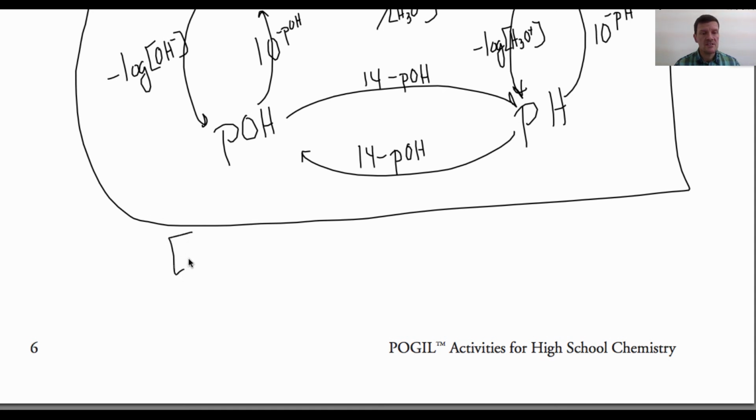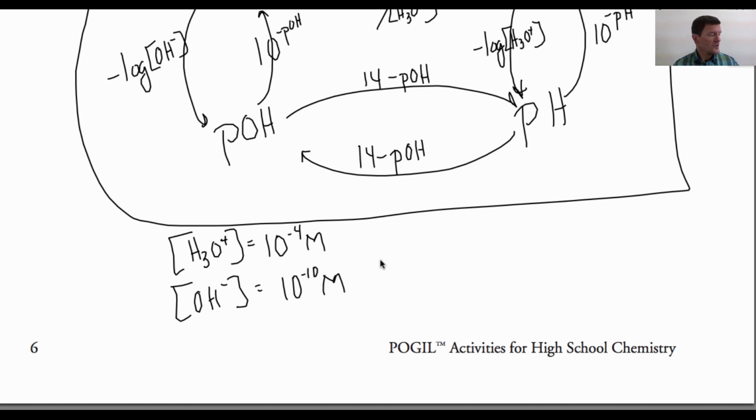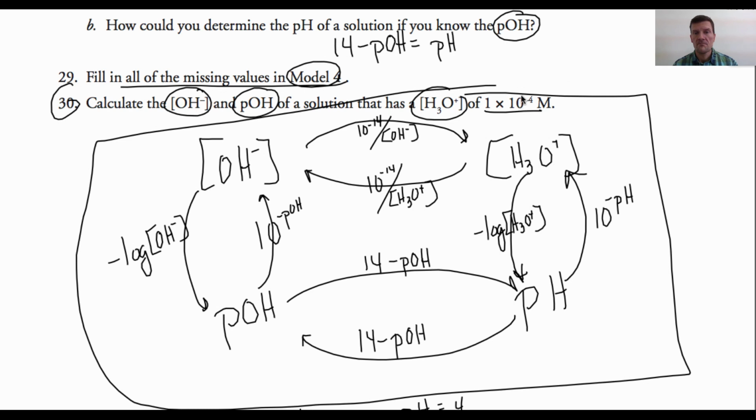In number 30, your concentration of the hydronium ion is 10 to the negative 4. Your concentration of the hydroxide is 10 to the negative 10. Your pH is 4, and your pOH is 10. Okay? I think that would be quite obvious just by looking at the value there.